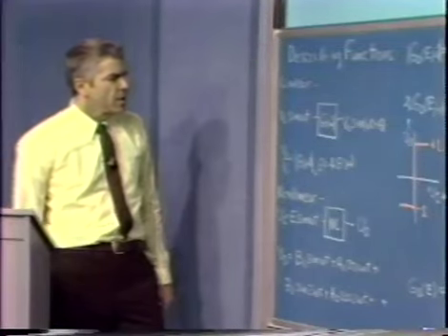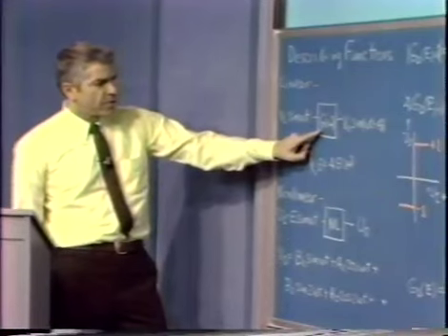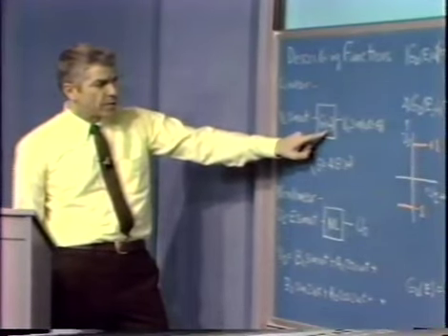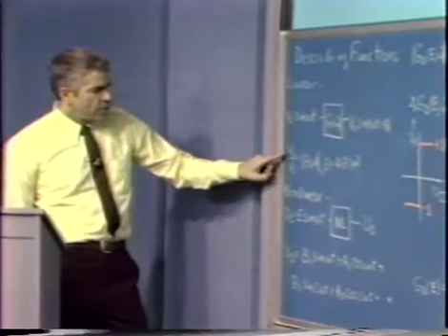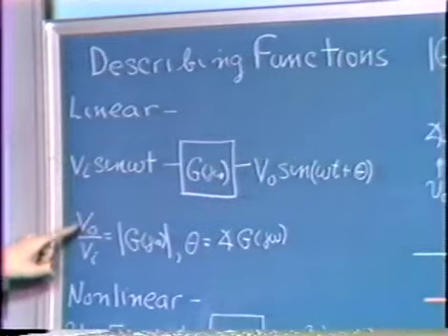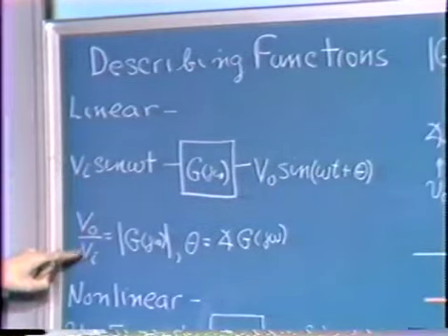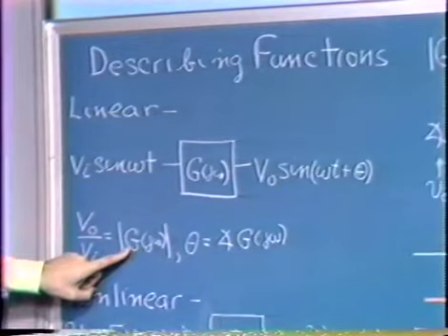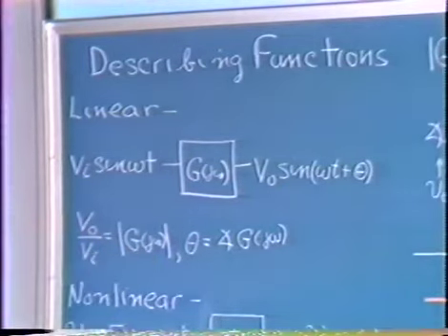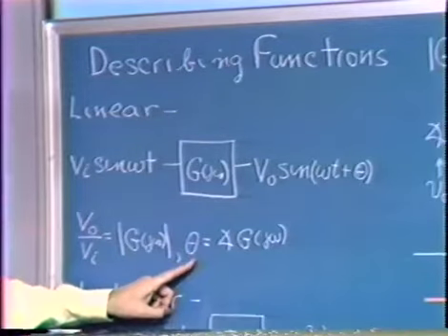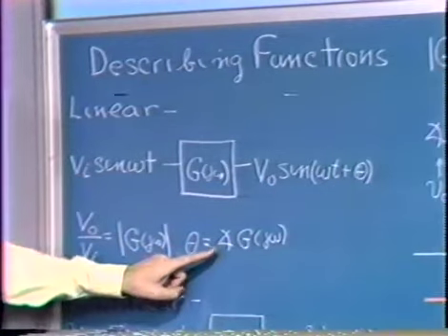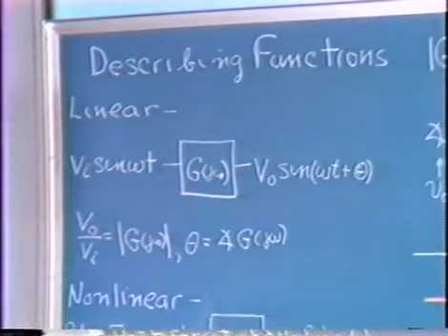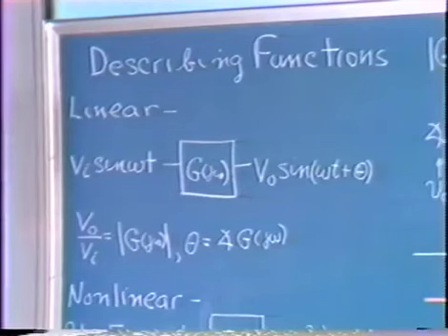If we characterize the linear element by its transfer function G(s) and evaluate that for s equals j omega, we recall that the ratio of the output magnitude to the input magnitude, the quantity VO over VI in our notation, is equal to the magnitude of the complex variable G(j omega). And the angle between the output and the input sinusoids is simply equal to the angle of the complex variable G(j omega). Now let's see what happens if we have a nonlinear system.